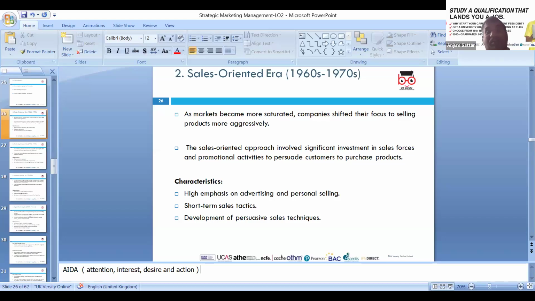So interest and desire, and then the marketer takes the action. Personal selling and these short-term sales tactics target sales: buy one get one free, half price, 40% off, book now or you miss the chance, it really suits you. These sorts of slogans carry on being used to persuade people.